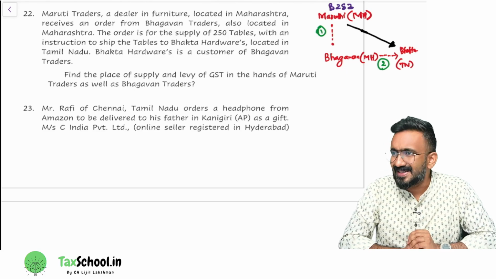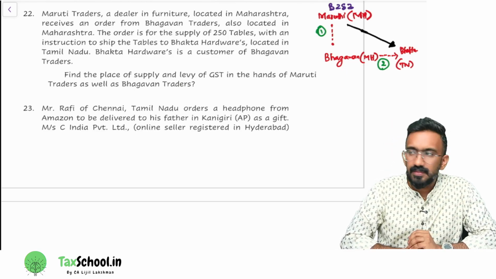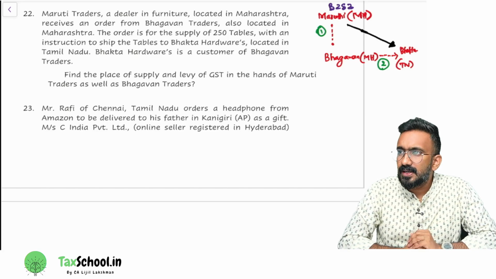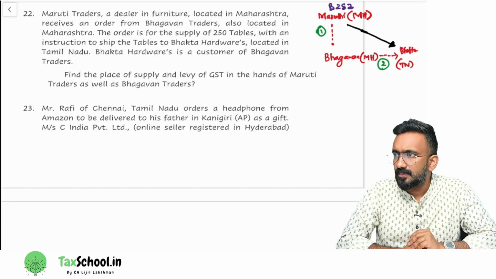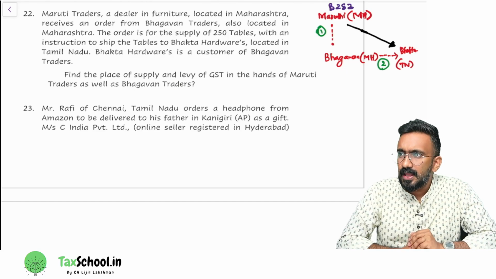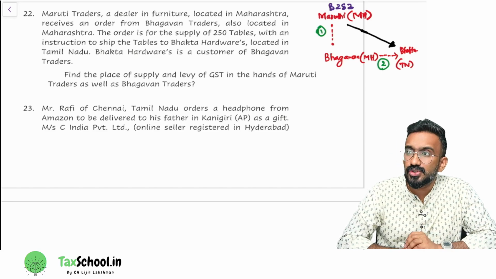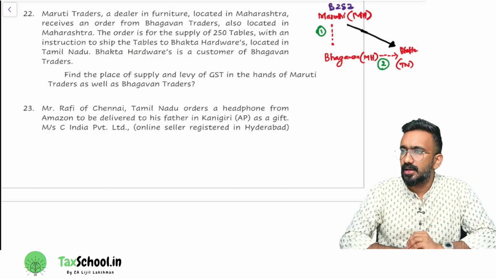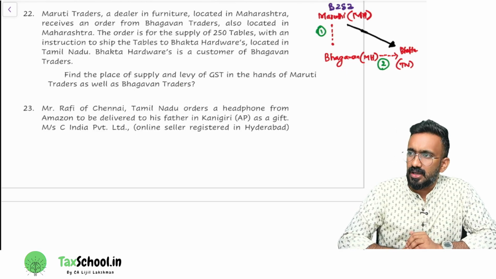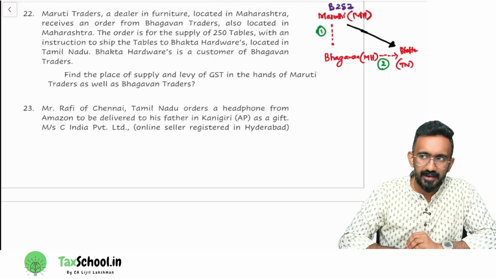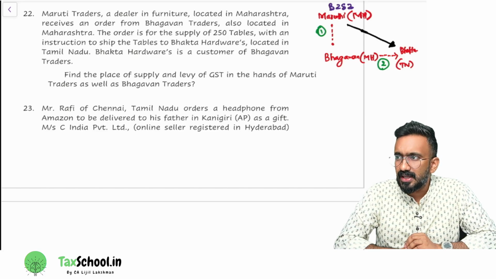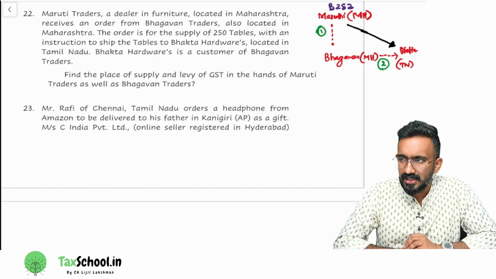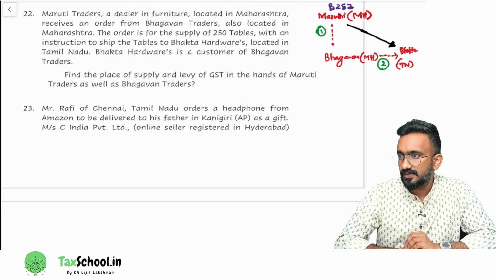Maruti Trader is a dealer in furniture. They are located in Maharashtra, and receive an order from Bhagavan Trader, also located in Maharashtra. The order is for supply of 250 tables with an instruction to ship the tables to Bhakta Hardware located in Tamil Nadu. Bhakta Hardware is the customer of Bhagavan Trader. Find the place of supply and levy of GST in the hands of Maruti Traders as well as Bhagavan Traders.